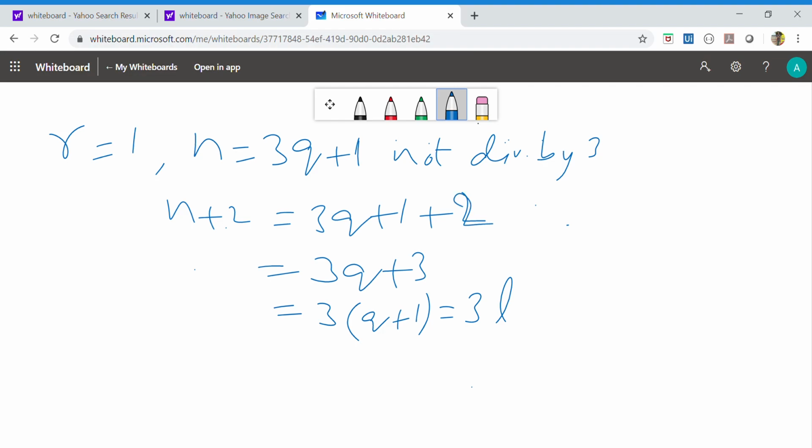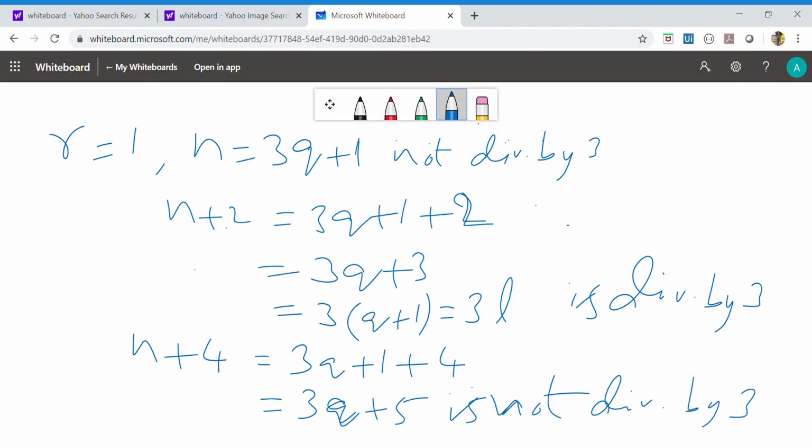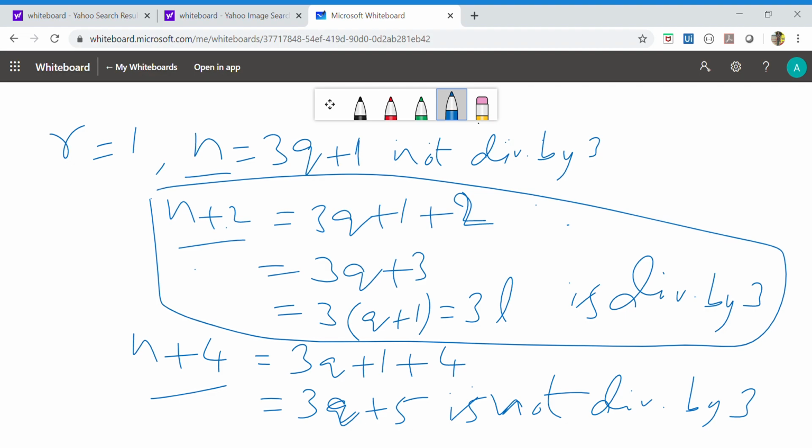So it is divisible by 3. Now we have to check for n plus 4. n is 3q plus 1, and n is added by 4. So 3q plus 1 plus 4 becomes 3q plus 5. And 5 is not a multiple of 3. So 3q plus 5 is not divisible by 3. So r is equal to 1 also: out of 3 conditions, which is divisible? n plus 2 is divisible by 3. One and only one out of those 3 is divisible by 3.